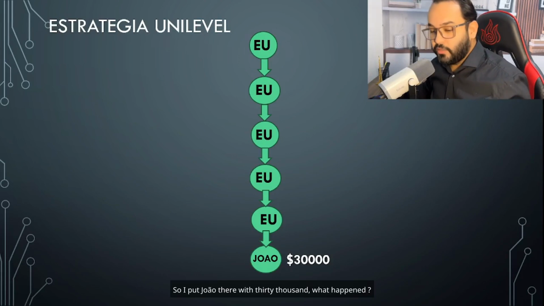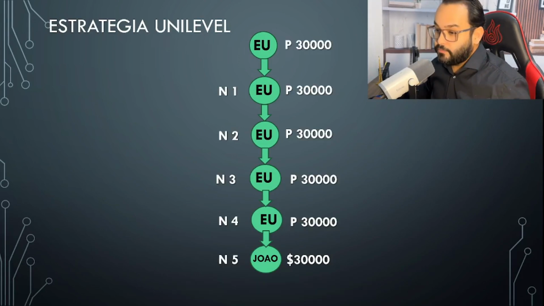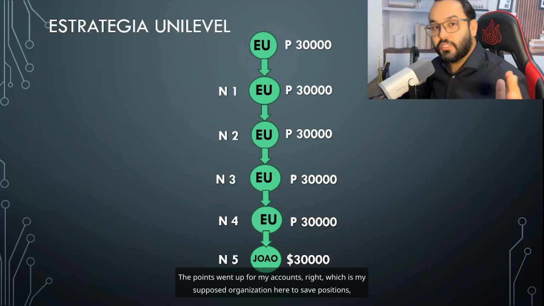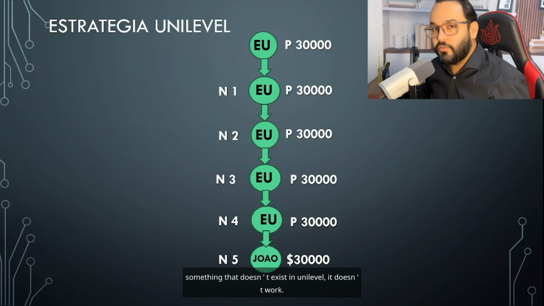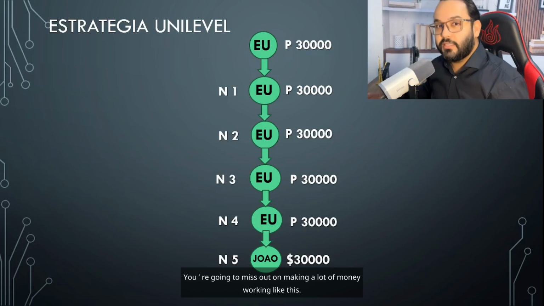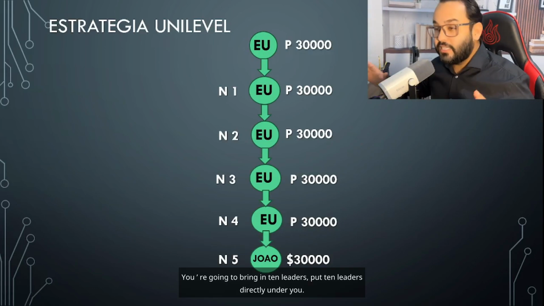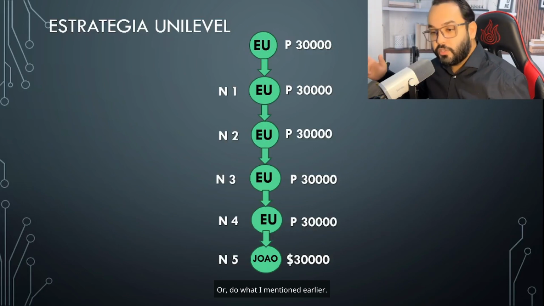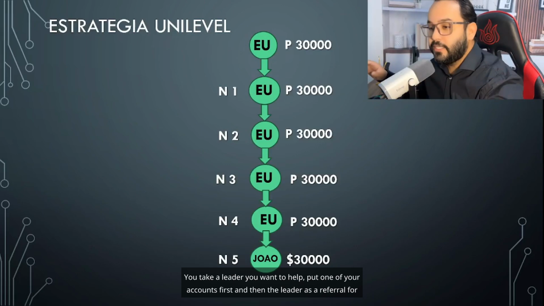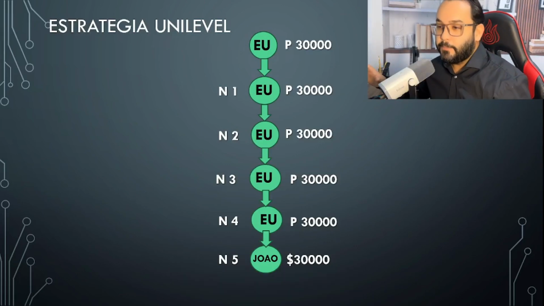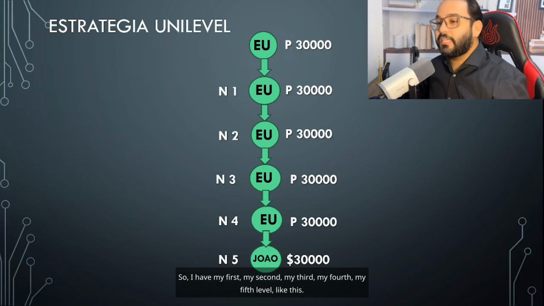So I put Joao there with 30,000. What happened? The points went up for my accounts, right? Which is my supposed organization here to save positions. Something that doesn't exist in Unilevel, it doesn't work. You're going to miss out on making a lot of money working like this. You're going to bring in 10 leaders, put 10 leaders directly under you, or do what I mentioned earlier. You take a leader you want to help, put one of your accounts first, and then the leader as a referral for support, right? So I have my first, my second, my third, my fourth, my fifth level like this.